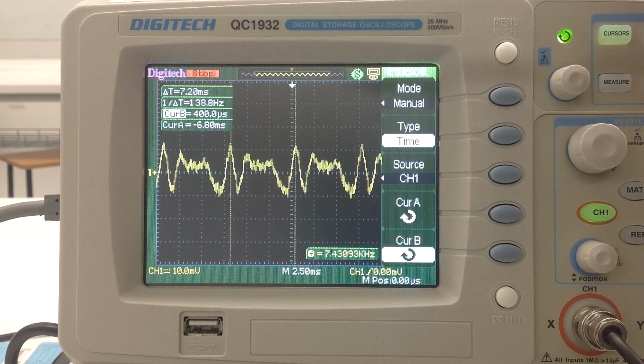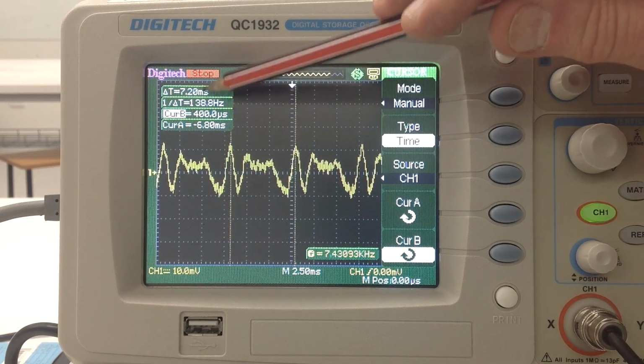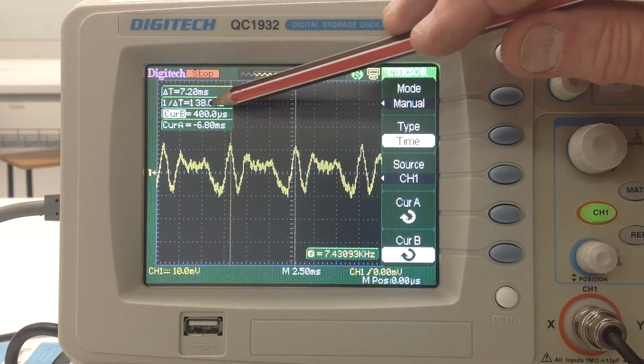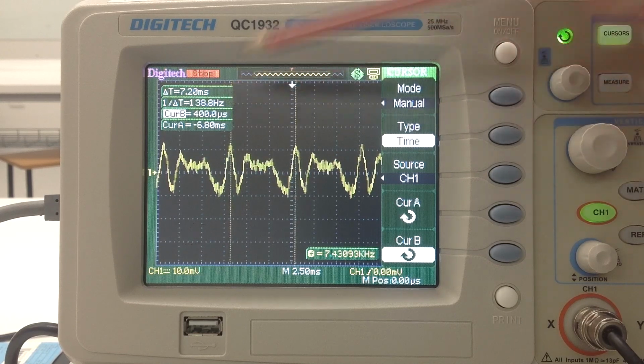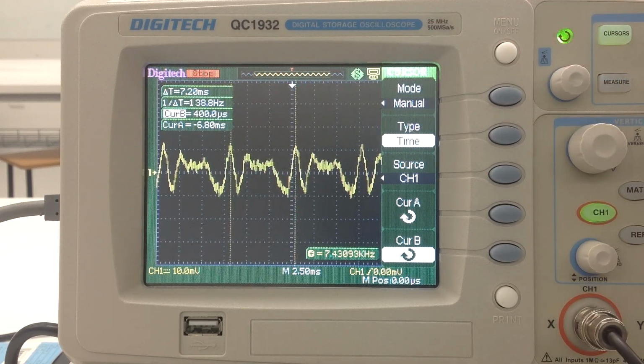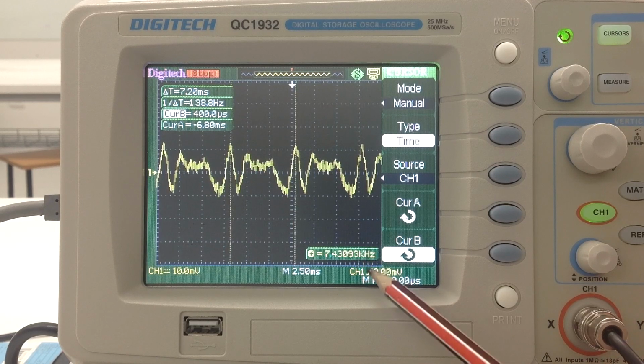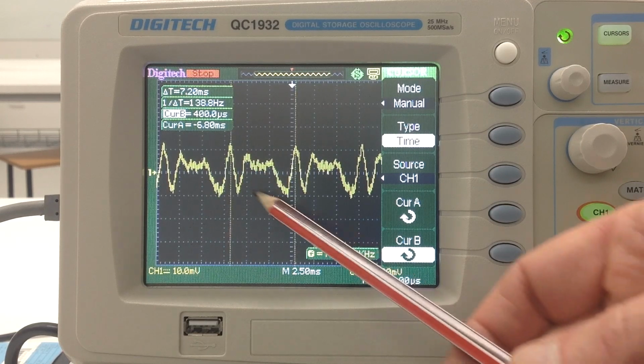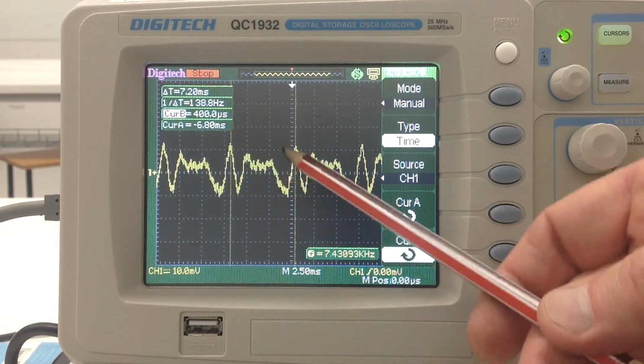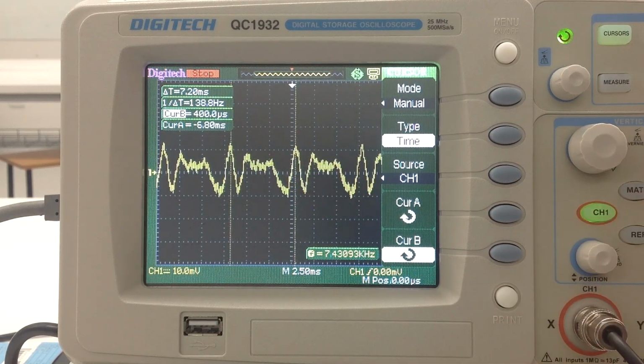The frequency is the reciprocal of that. And the reciprocal of 7.20 by 10 to the minus 3 is 138.8. 138.8 hertz, about 139 hertz. And that gives us a much better idea of what the fundamental frequency of that particular note was. As you can see, the oscilloscope is very confused. This 7.43 something kilohertz, it is picking off the very high frequency components there and measuring the frequency there.